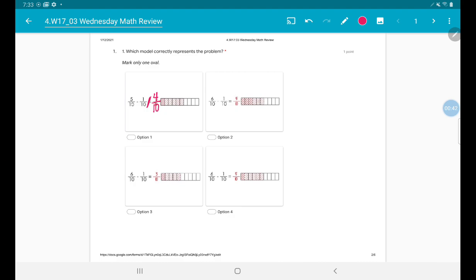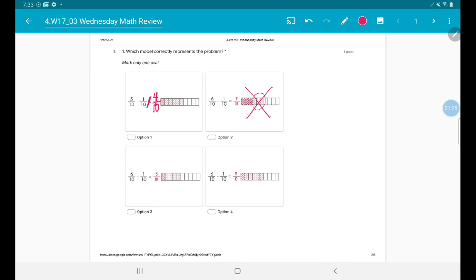If I look at option 2, the problem says 6/10 minus 1/10 equals 5/10. If I have 6/10 and I take 1/10 away, I would have 5/10 left. So let's look at the model and see if it's modeled correctly. There are 1, 2, 3, 4, 5, 6 pieces shaded, but it's showing that they've taken 1, 2, 3 pieces away, and we're left with 3. So that does not correctly model the problem they gave us.